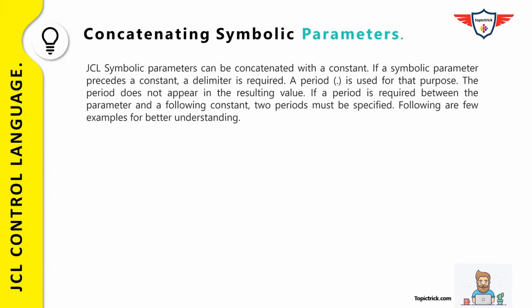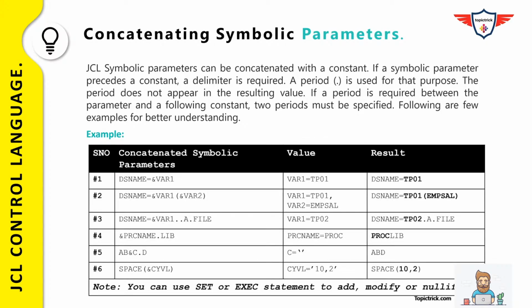And if you want a period to appear immediately after a symbolic parameter, then you have to code two periods in a row. The first one acts as a delimiter marking the end of the symbolic parameter, and the second one acts as part of the JCL statement. For example, when you're writing a DD statement, you need a period, right? And in case you want to nullify the value of a symbolic parameter, as always, you can code the symbolic parameter name followed by an equal sign with no value.